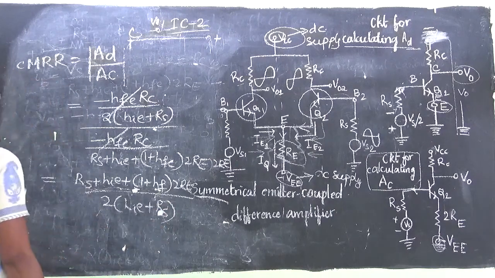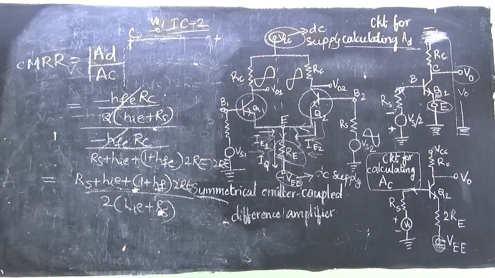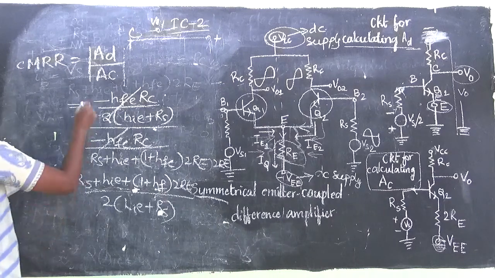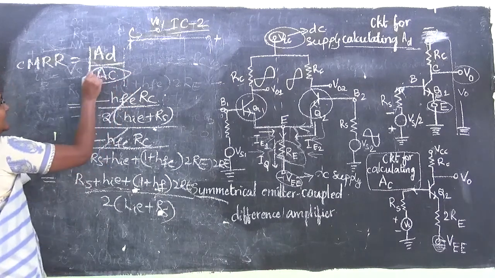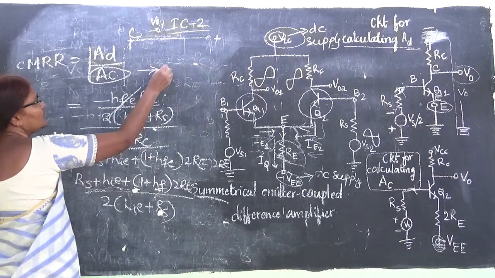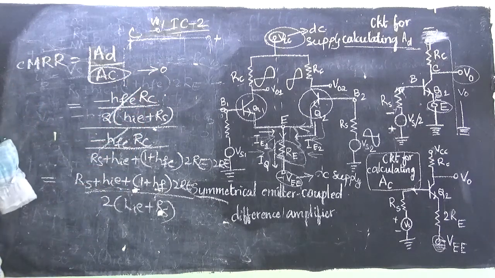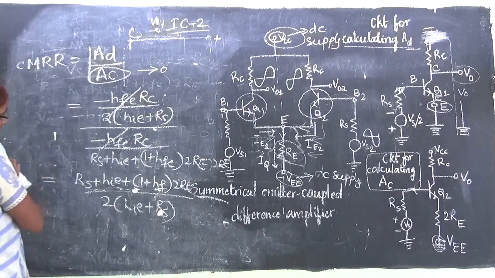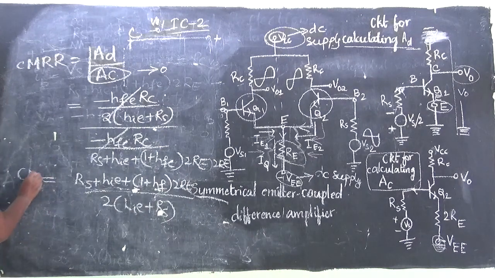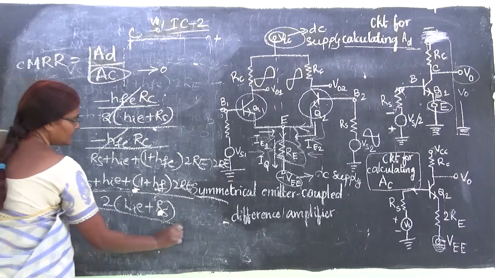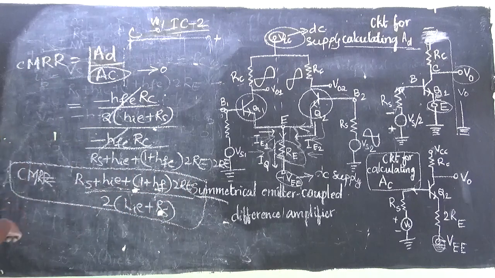Now, let us think about one thing here. What we need is that AC should tend to 0. So this is the CMRR; just remember it, note it down. And what we need when designing an op amp is that your AC should tend to 0.